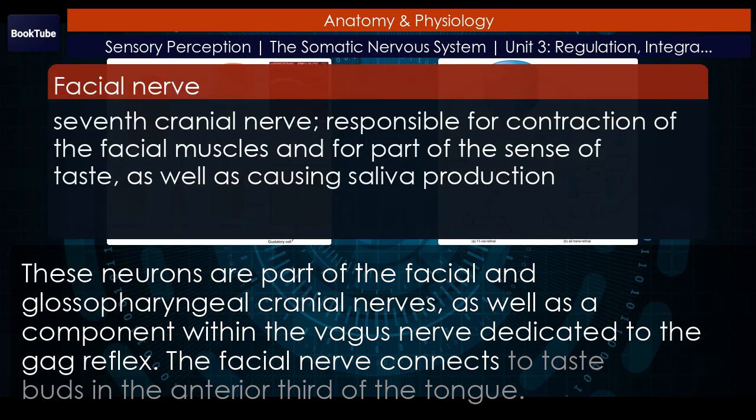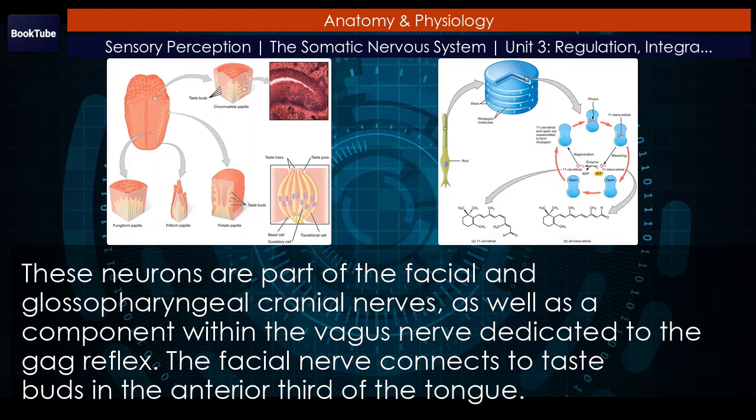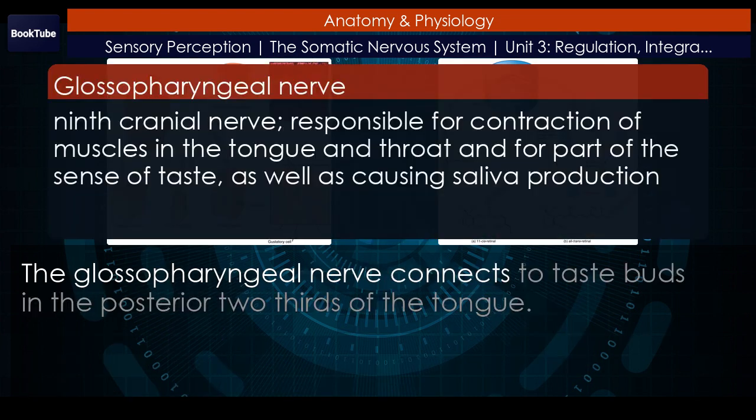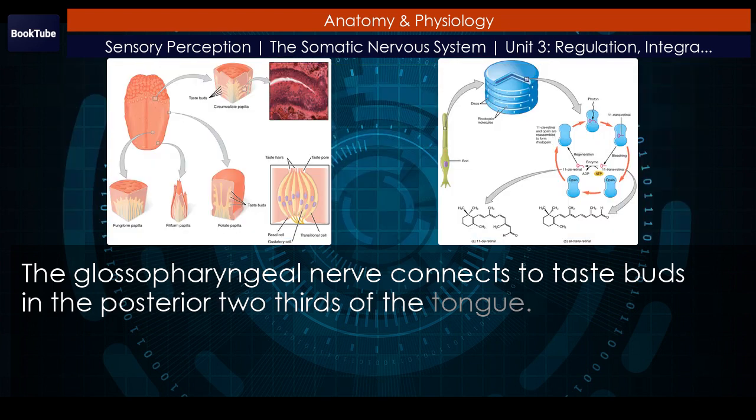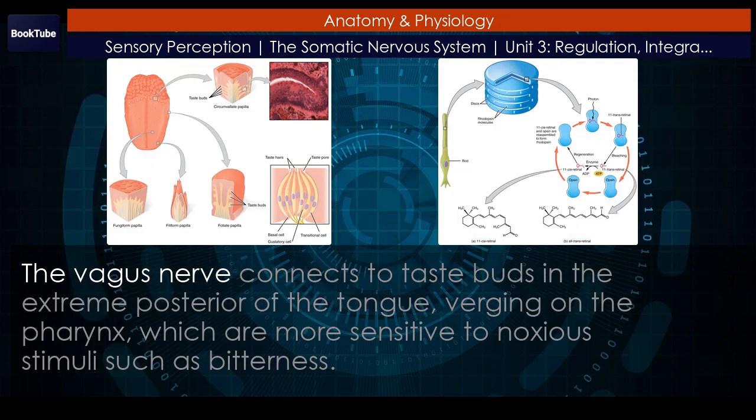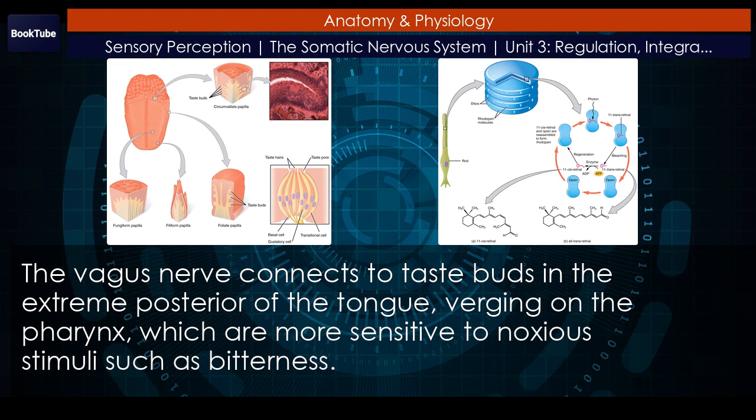The facial nerve connects to taste buds in the anterior third of the tongue. The glossopharyngeal nerve connects to taste buds in the posterior two-thirds of the tongue. The vagus nerve connects to taste buds in the extreme posterior of the tongue, verging on the pharynx, which are more sensitive to noxious stimuli such as bitterness.